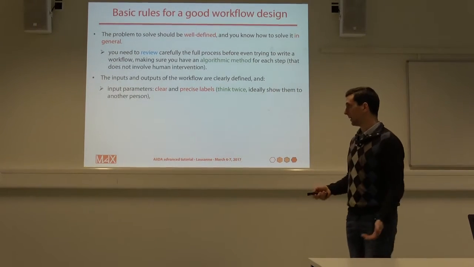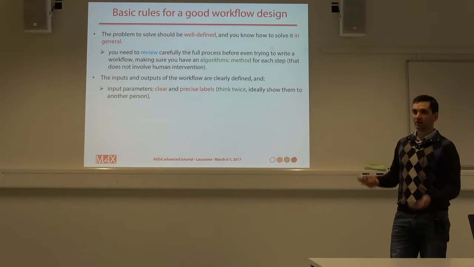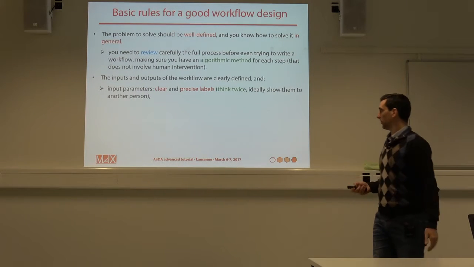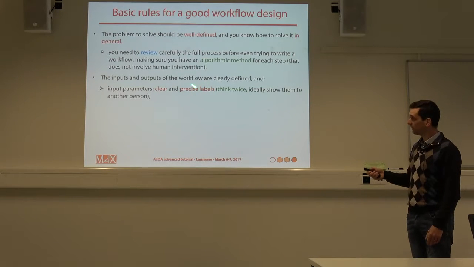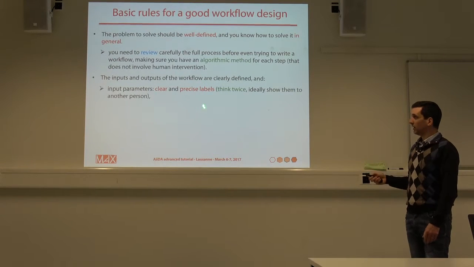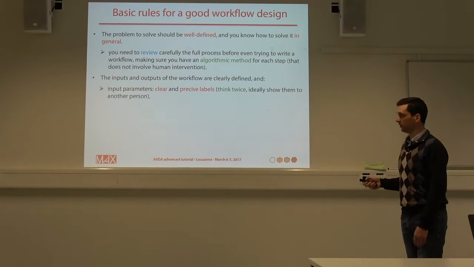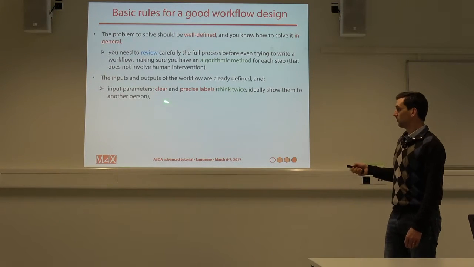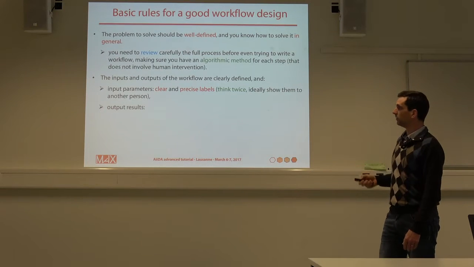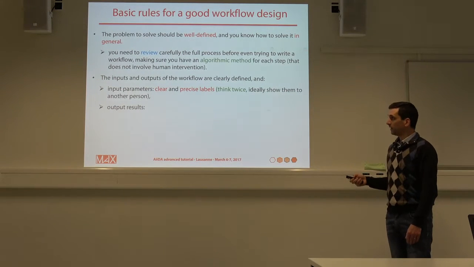What is SPG? Is this space group? Is it J vectors of a species? Whatever, something stupid. So you really need to think about the label and what somebody else will think when they look at it. The best is actually to show them to somebody else, and this person will tell you if it's clear or not. The output is the same.